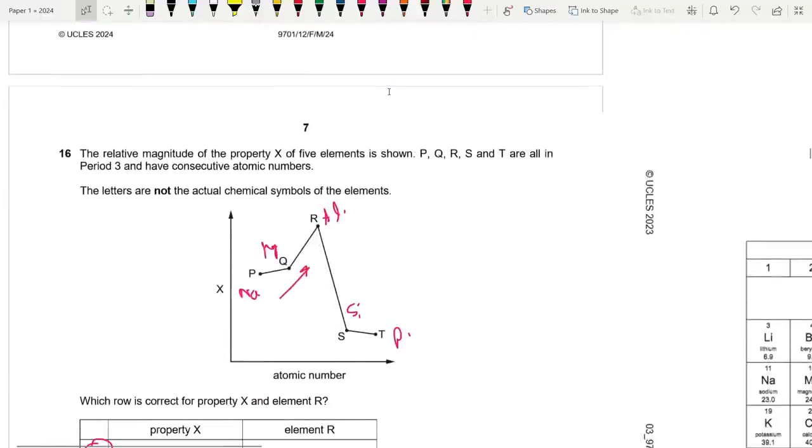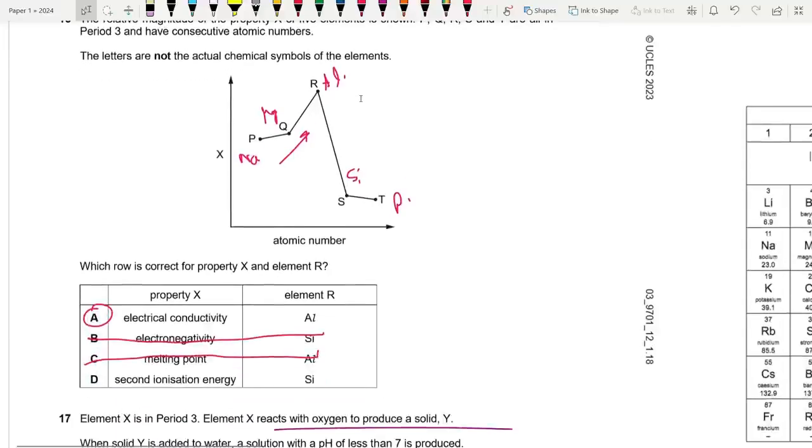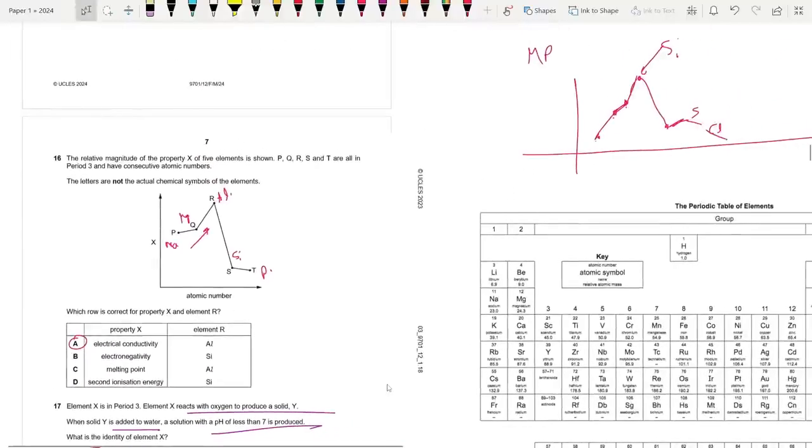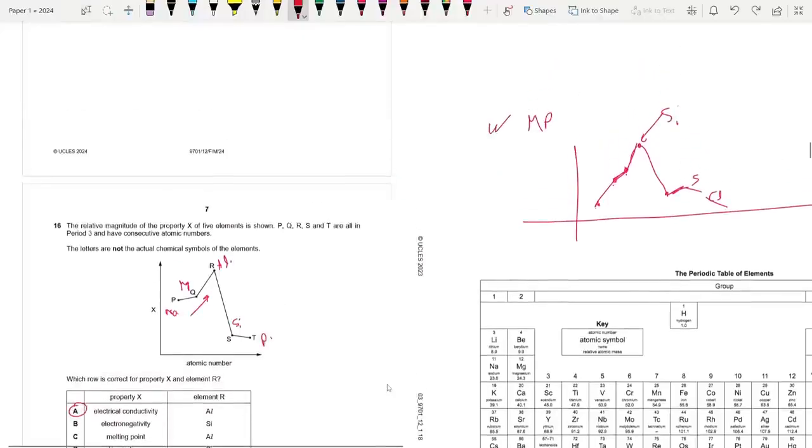Number 16, the relative magnitude of the property X of 5 elements is shown. P, Q, R, S, and T are all in period 3 and they have consecutive atomic numbers. The letters are not actual chemical symbols. Okay, so this is honestly electrical conductivity. I'll tell you guys why. Because if it was electronegativity, you guys know that as you go across the period, electronegativity increases. So it should have gone up like this. That's electronegativity. And it's not melting point because the graph of melting point looks like this.